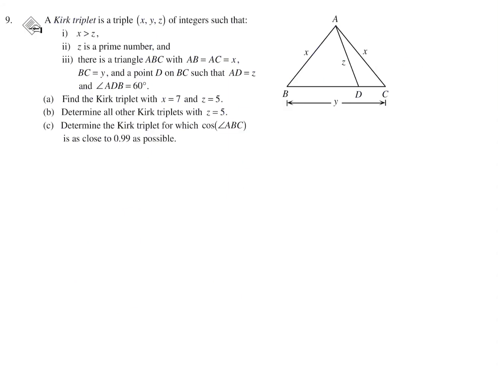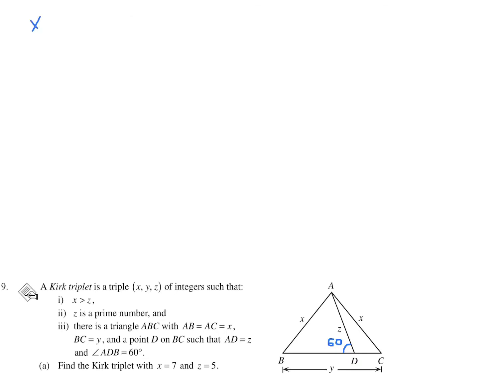A Kirk triplet is a triple x, y, z of integers such that x is greater than z, z is a prime number, and there is a triangle ABC with AB equal to AC equal to x, BC equal to y, and a point D on BC such that AD is equal to z, and angle ADB is 60 degrees. Part A, find the Kirk triplet with x equal to 7 and z equal to 5.